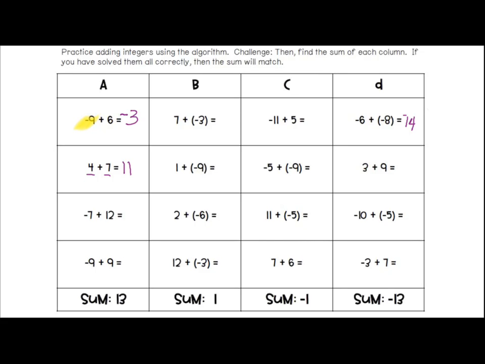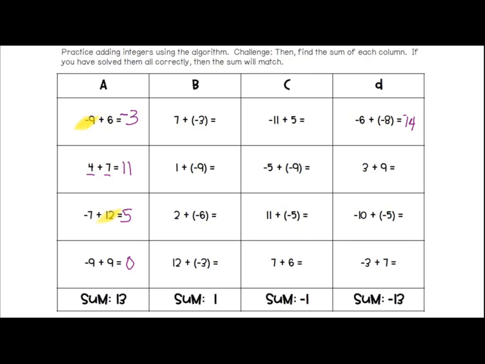Okay? So let's look at the rest of column A. We'll finish it together. I've got a negative 7 and a positive 12. Well, that means that 12 is my greater absolute value. It's positive, so my answer is going to be positive. So let's take 12 and subtract 7. Well, 12 minus 7 would give me 5. So I know my answer is 5. Well, then I've got negative 9 and positive 9. Well, they both have the same absolute value. It's a negative 9 and a positive 9, which is the same as 9 zero pairs. So I know that that's going to give me 0.